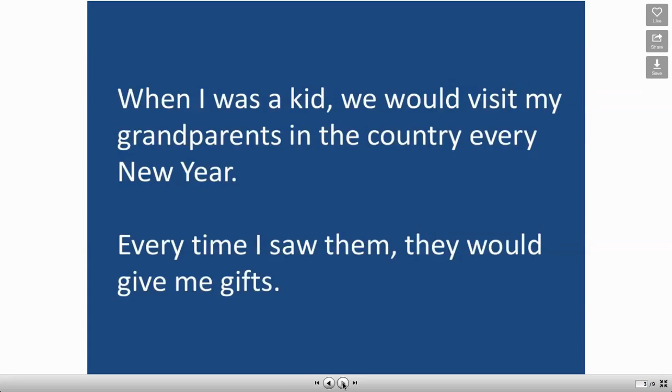With these sentences, you could also use used to. When I was a kid, we used to visit my grandparents in the country every New Year. Every time I saw them, they used to give me gifts.